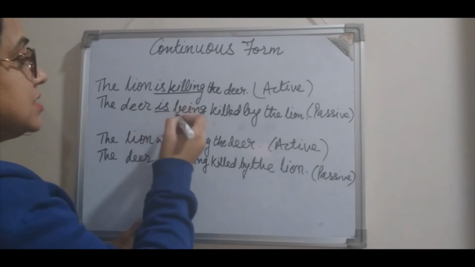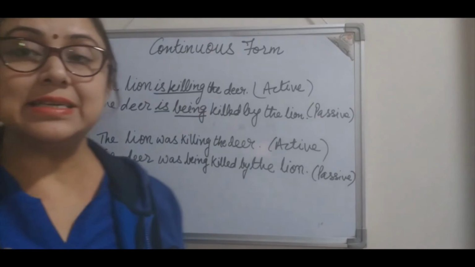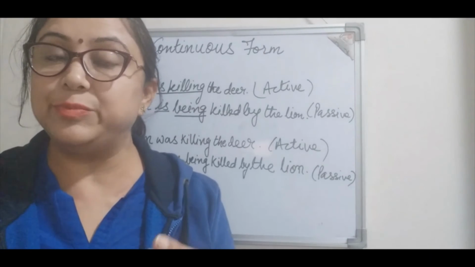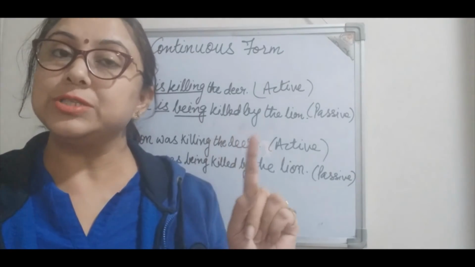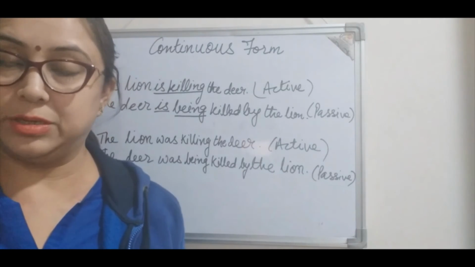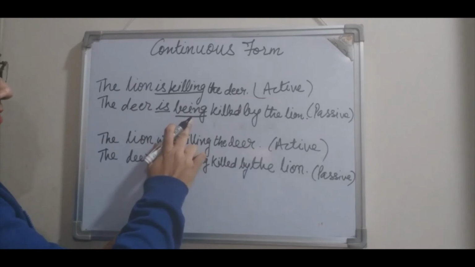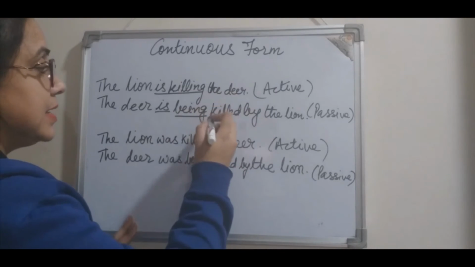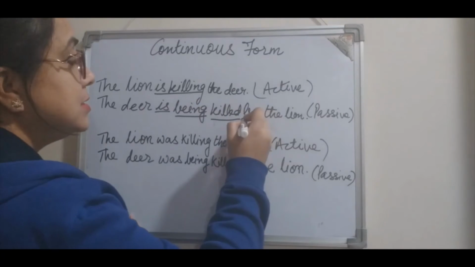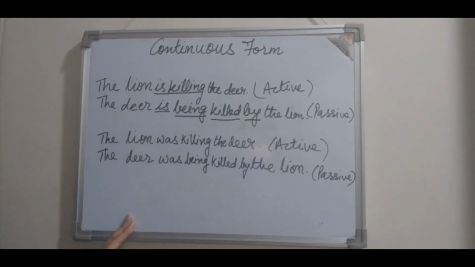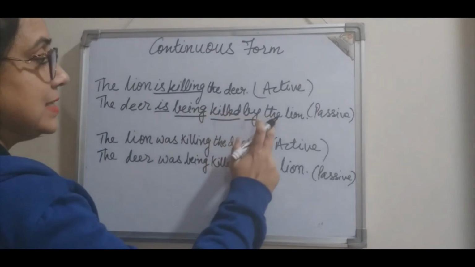Then the new auxiliary being is added, right? So children, don't get confused between B-E-I-N-G, being, and B-E-E-N, been. Being is used in the perfect form, right? Which we'll do right after this. So being gets added here, and then again the same thing: the third form of the main verb, and the preposition by. So the passive form is the deer is being killed by the lion.